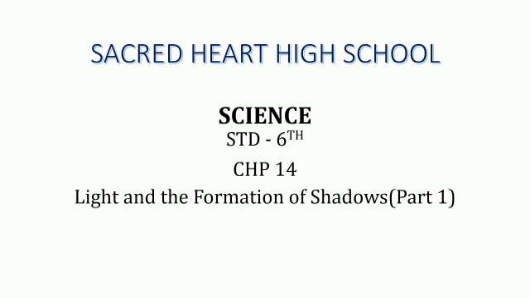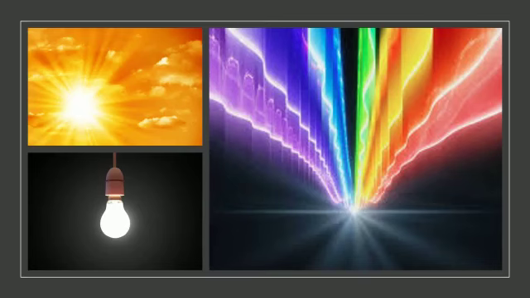Today we are going to study chapter 14, Light and the Formation of Shadows, part 1. Before starting with this part, let me ask you two questions. Can we see anything in total darkness? No, we cannot see anything in total darkness. What helps us to see the objects around us? Light helps us to see the objects around us. We see everything around us only because of light. So in this part, let us study about light in detail.